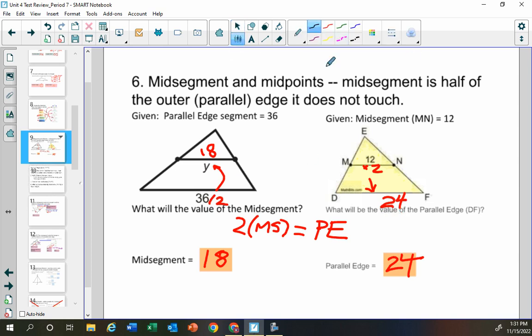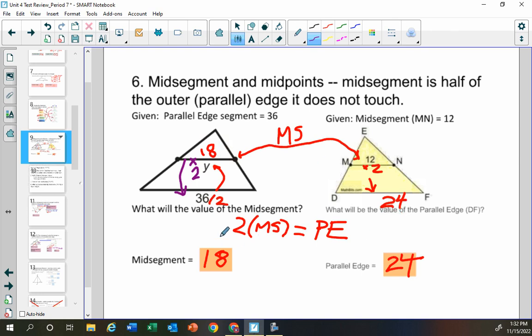Yeah, you have to multiply the mid-segment. Here is your mid-segment, here and here. Those are your mid-segments, which is usually the one within the triangle. You have to multiply the mid-segment by 2 in order to get your answer. So if you have a mid-segment, multiply by 2. That's how you get the parallel edge. Now, if you have a whole number for the parallel edge, divide by 2. That's how you're going to get your mid-segment. So it all depends on what's given to you.